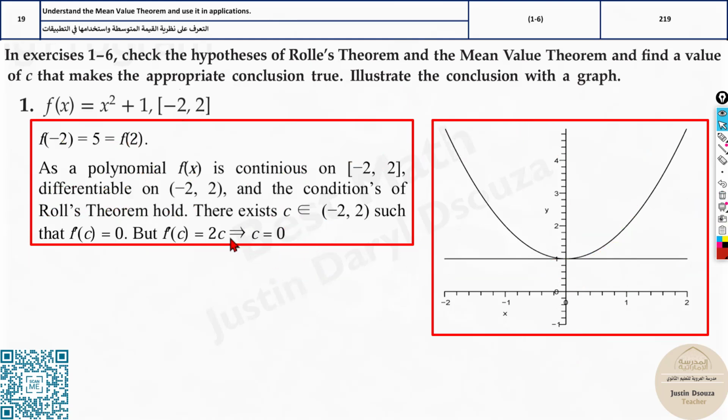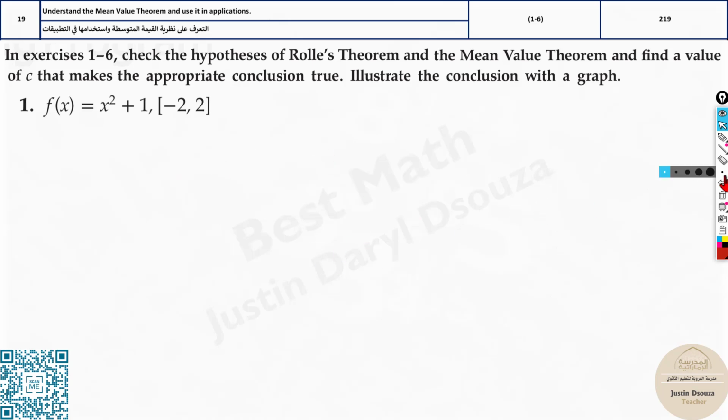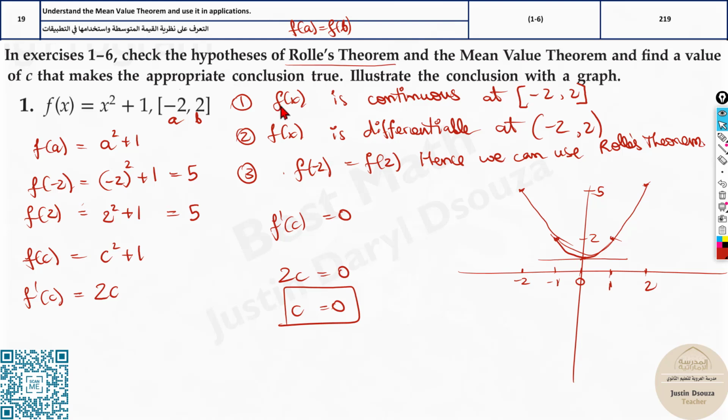C value is 0. But see, over here they have written it in a paragraph. But I would highly recommend you to write it like this. On the left side, you can write below this the statement: f of x is continuous at [-2, 2]. F of x is differentiable at this particular limit. But here it's a closed bracket, here it's an open bracket. Differentiable always will be in open brackets.